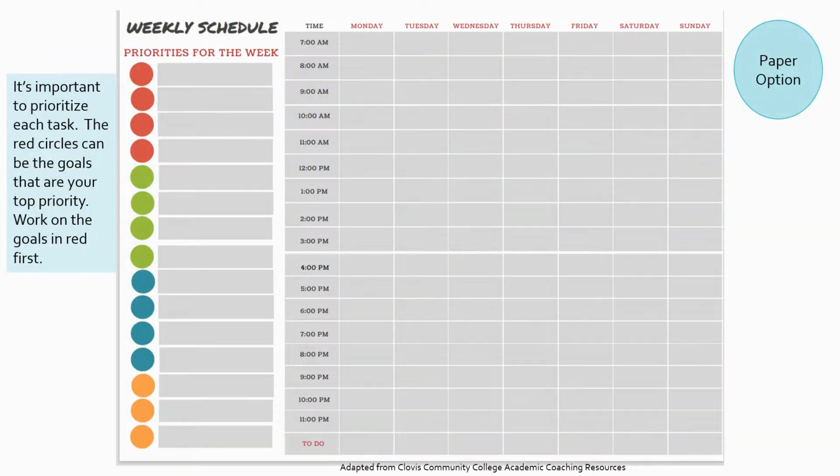One example of a weekly schedule is a paper option like this. It has all the days of the week and hours starting from 7 in the morning to 11 at night. You can block out your classes, study time, work, and any other commitments you might have. They also have a space for priorities for the week. In this example, the red circles would be the goals that are your top priority, so you want to work on them first. Then the green second, blue third, and yellow last.